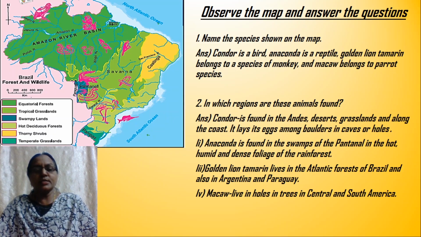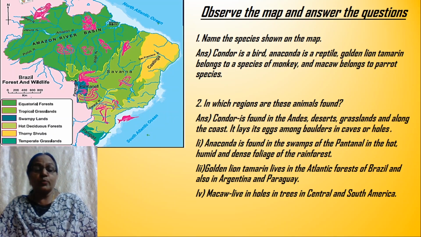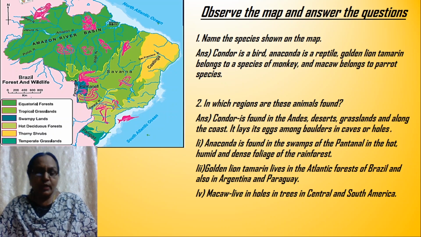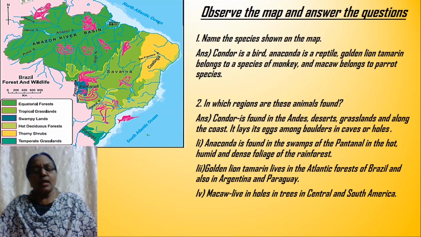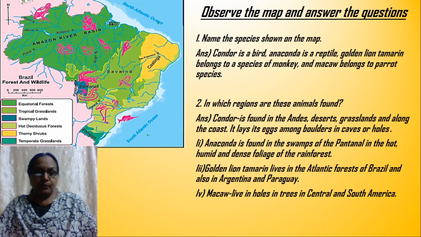Anaconda is seen in the swamps of the Pantanal because the climate here is very hot and humid, and also because of the dense foliage of the rainforest. Golden lion tamarin, as I told you, belongs to the species of monkey, and it is seen along the Atlantic forests of Brazil.